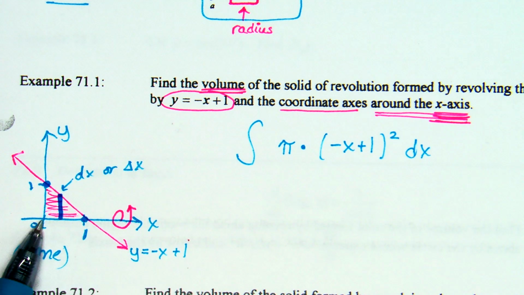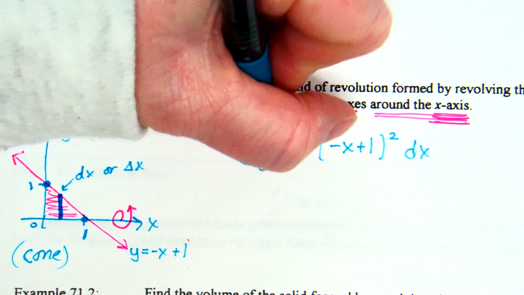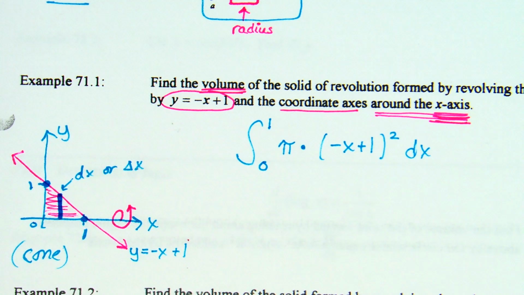If we were going around the y-axis, it would happen to also be 0 to 1, but it would be this 0 to 1, because we would have to be in terms of y. If you rotate around the x-axis, you're in terms of x. If you rotate around the y-axis, you're in terms of y. A and B are dependent on axis. Yes. Okay. And we've got it set up.